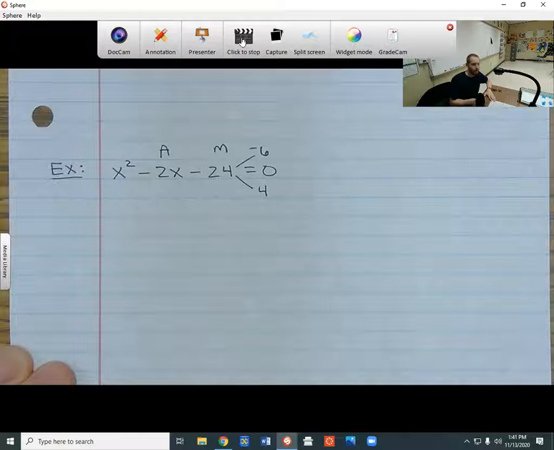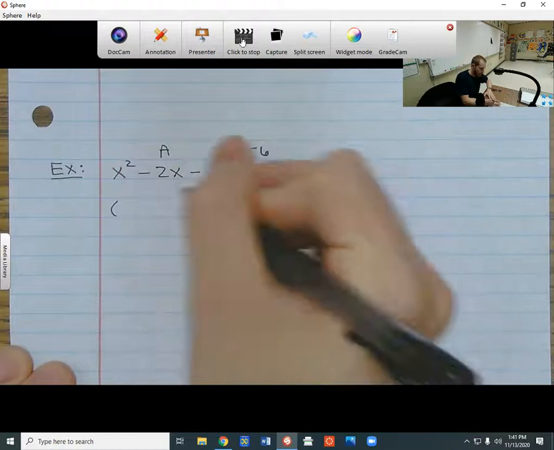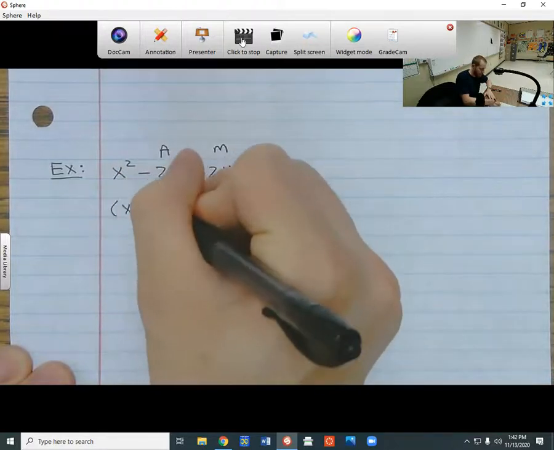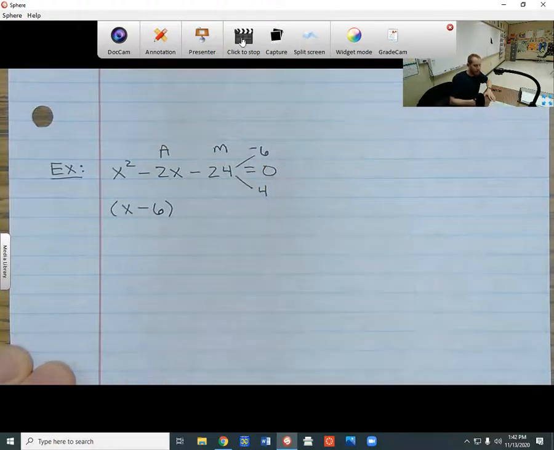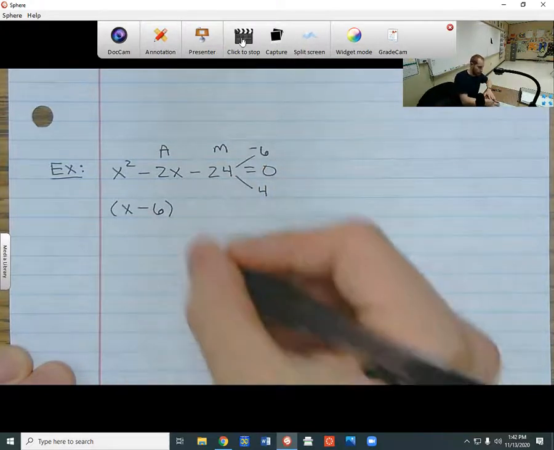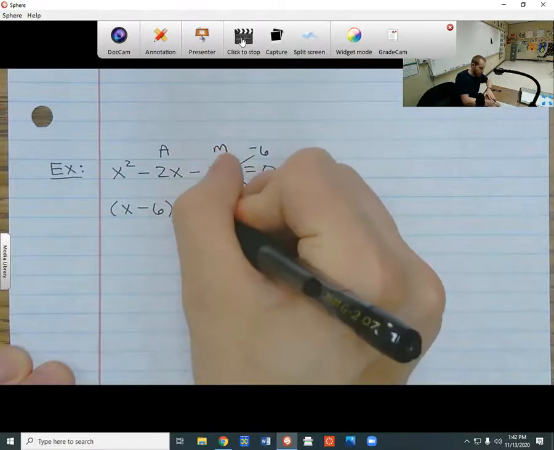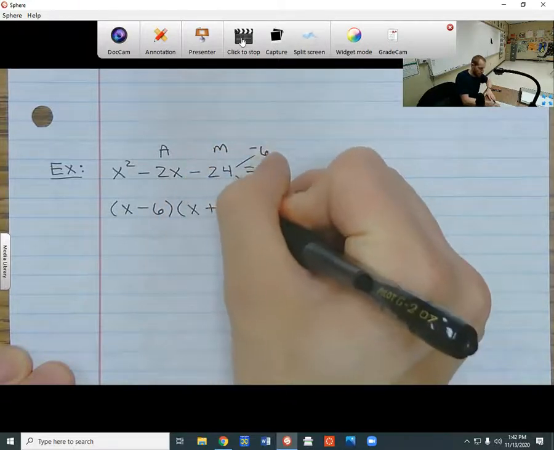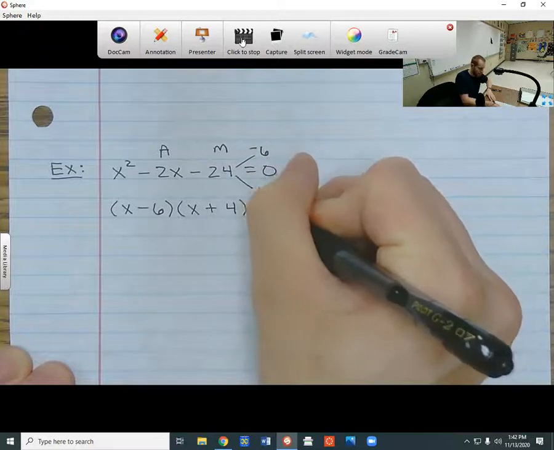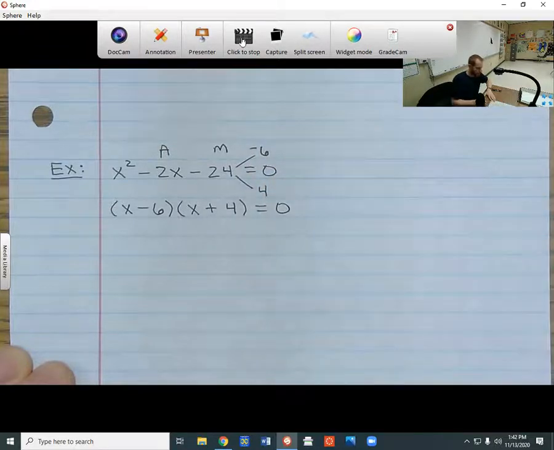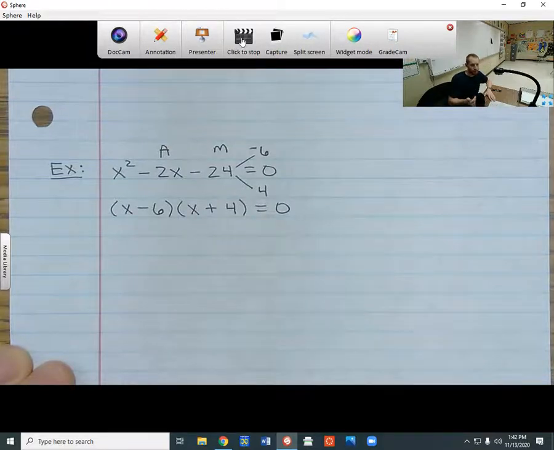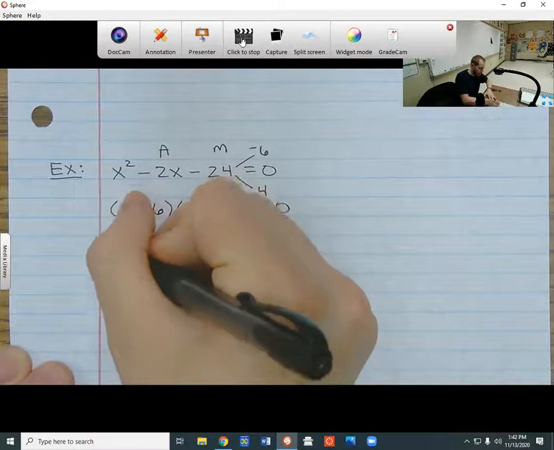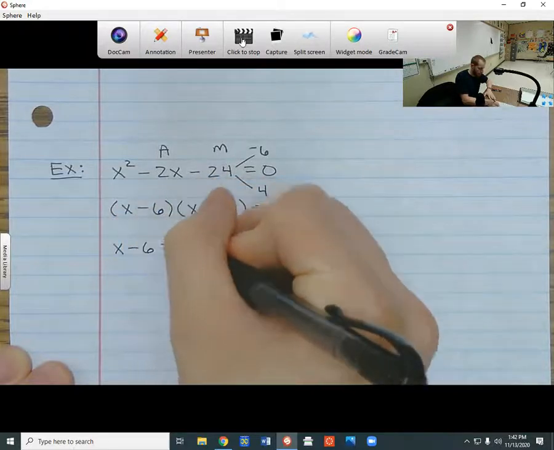Now I can write it in a factored form, like this. I'm going to have x minus 6, because remember, that 6 was negative, right? And then the 4 was positive, so I'm going to write it with a plus on the inside, x plus 4. And I set the whole thing equal to 0. So now I've got both of my factors equal to 0, so I can split it up into two different equations. I'm going to have x minus 6 equals 0, and I'm going to have x plus 4 equals 0.